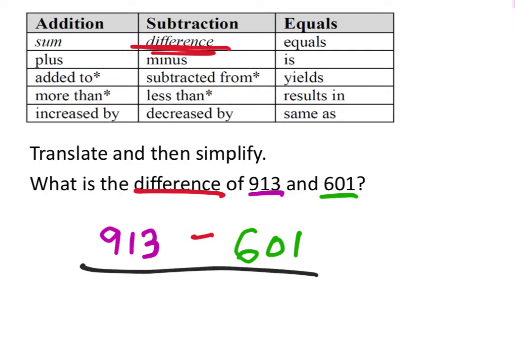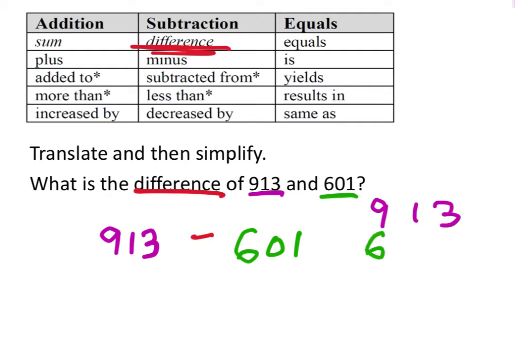So this is kind of the box that you'll be putting the stuff into if it asks for a translation in the homework. Now we need to solve it, which would be the simplification. So I'm going to line these up, 913 and then 601. And yeah, we're going to subtract these, and whatever the result is, that's the difference.